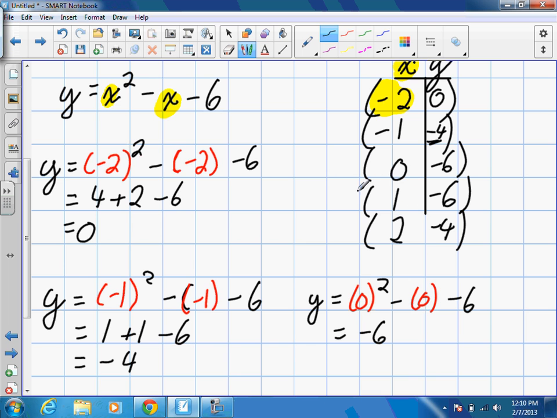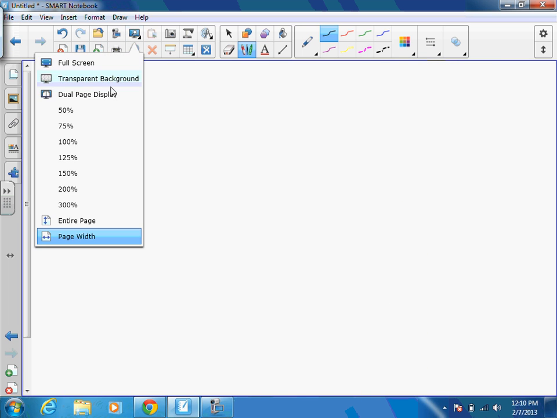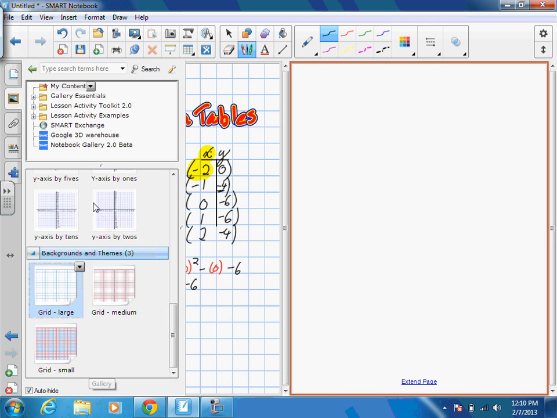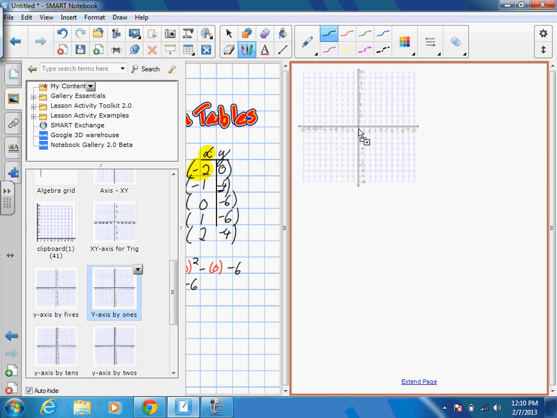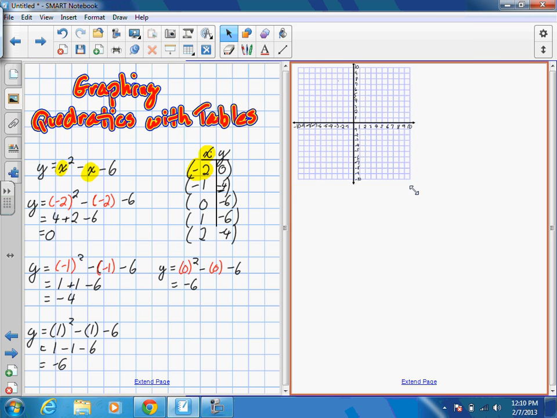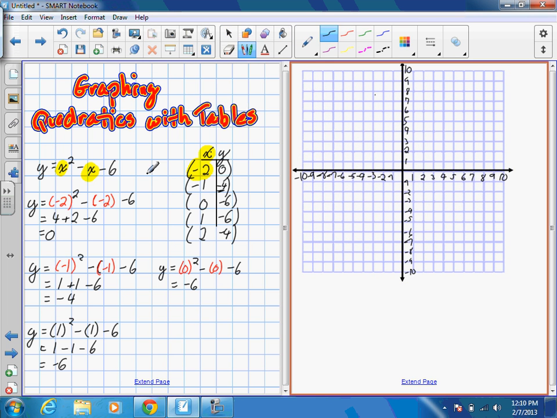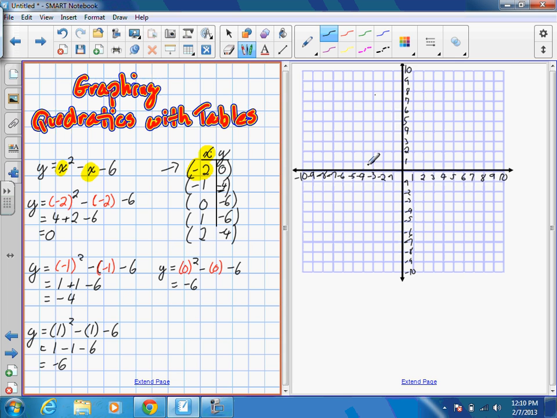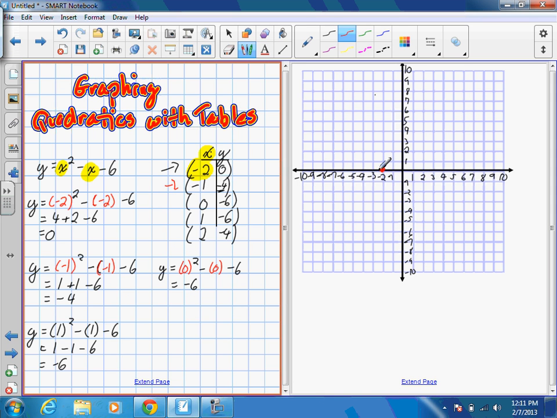I have these values again. I'm going to put a graph on the second page. Let's put up a graph again. We'll make it much larger so you can see. Okay, now this is what's important here. We're going to plot these again as best we can. So -2 and 0, that's x at -2, y at 0. So that would be this coordinate right here. The next one's at -1 and -4. So -1 and -4 is down here.